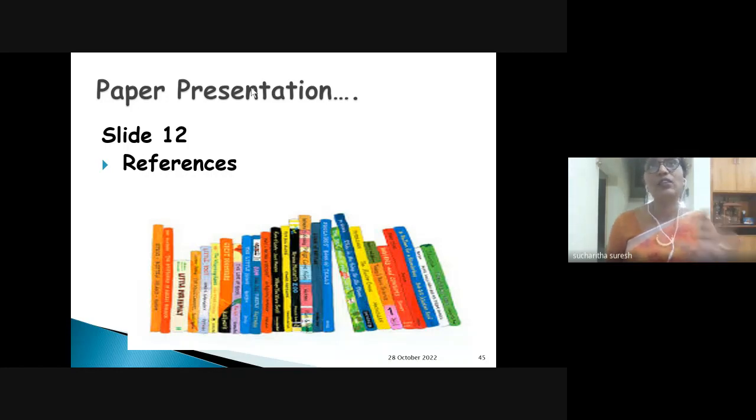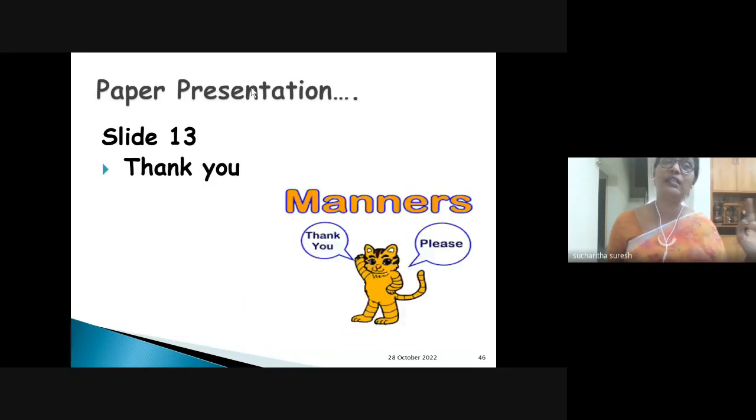In the references, you are not reading out any references. You are just showing that these are the references of my article, I mean, the studies that have been taken up and reviewed, only that. Slide 13 is thank you. A thank you slide has to be there. So you prepare 13 slides for 10 minutes or 8 minutes, okay. You manage your time a little bit, mind, okay. This much I am going to tell, okay.